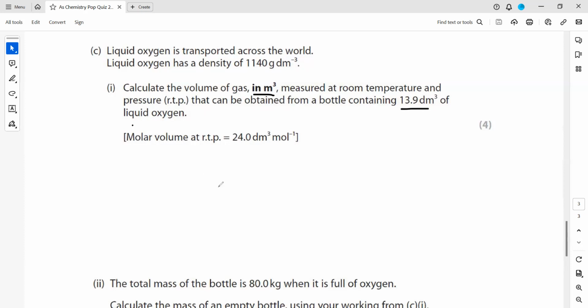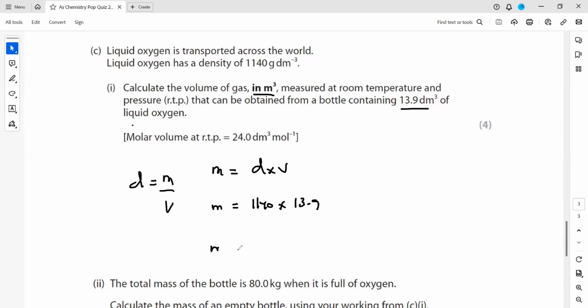So how to do this question? We have the density given. What is density? Density is mass present in a unit volume. First, we'll find the mass. How to work out the mass? Mass is equal to density times volume. The density is 1140 and the volume is 13.9.